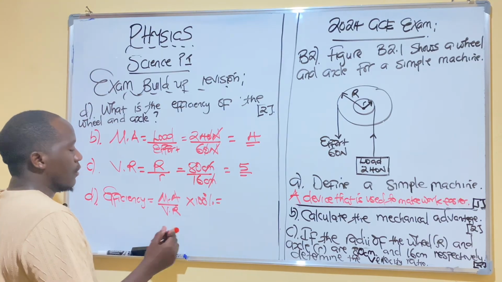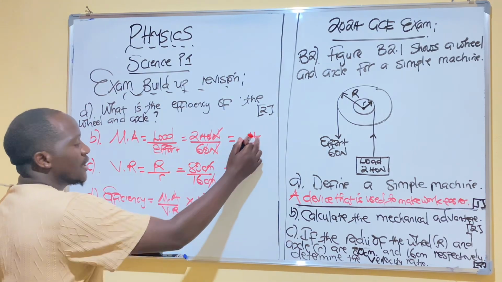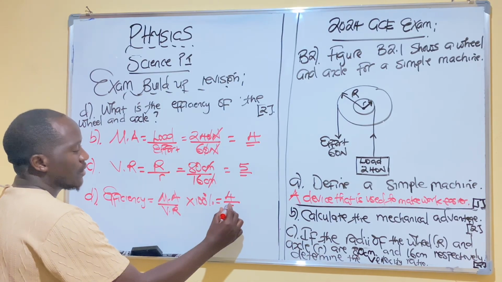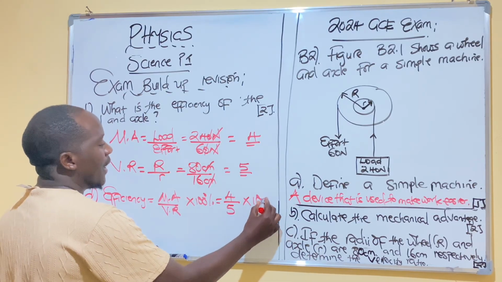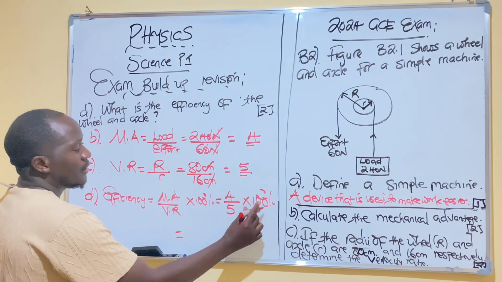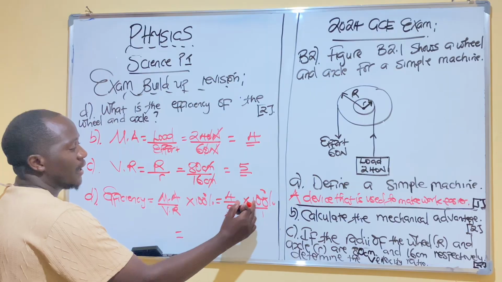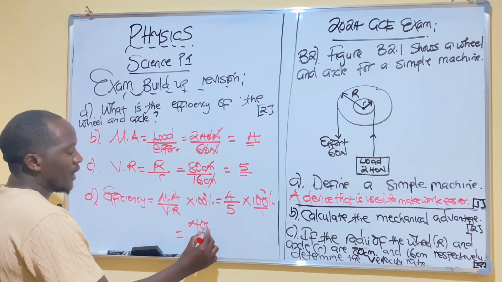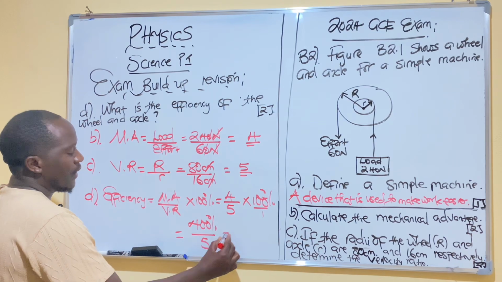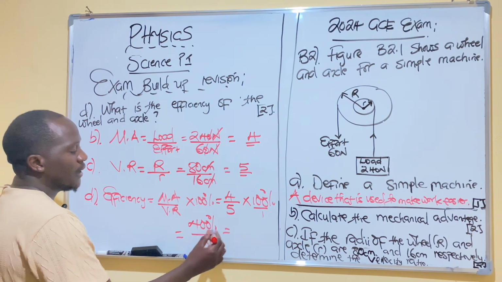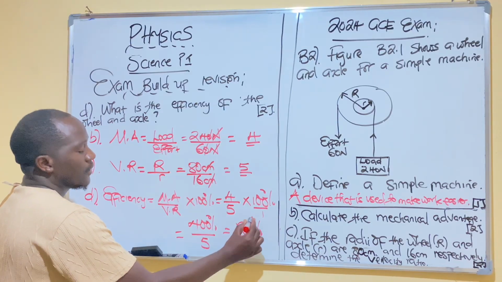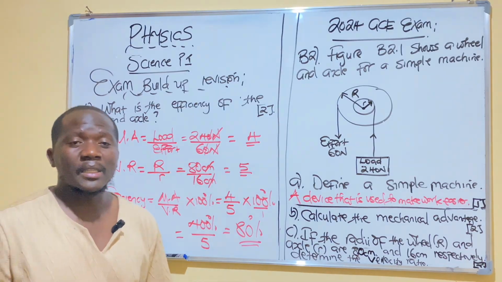So here we're now going to say the mechanical advantage is a 4. So we say 4 over the velocity ratio, which is a 5, multiplied by 100%. So this one is going to be 4 times 100, which is 400, over 5 times 1, this is going to be a 5. So 5 into 40, this one is going to be 8. 5 into 0, this is a 0. So of course, this gives us 80%.